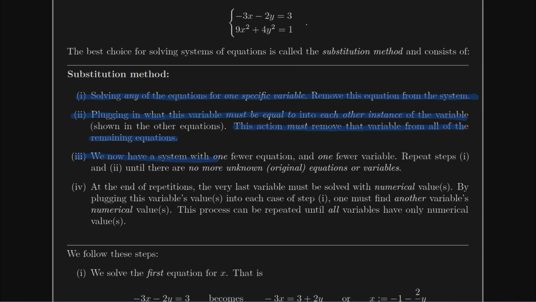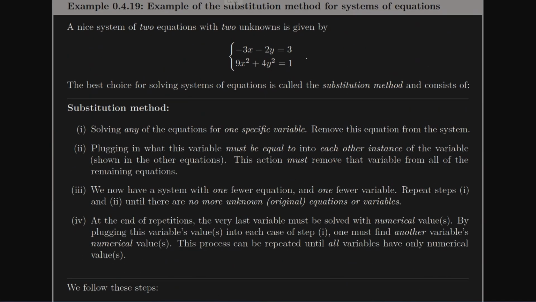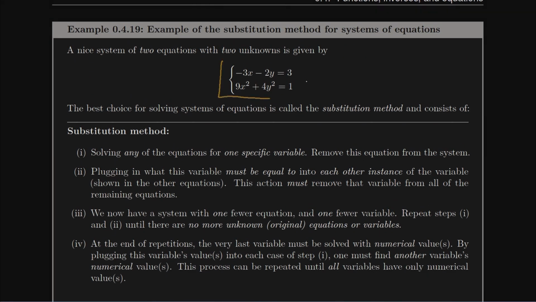Now you're going to have a system with one fewer equation and one fewer variable, which we can repeat steps 1 and 2 on until there are no more unknown equations or variables. At the very end, you're going to have one variable which has to be given a numerical value. Then you can reverse directions from that point, because the previous cases will be equal to some version of that with the numerical values. So let's go ahead and follow those steps for this particular system of equations.